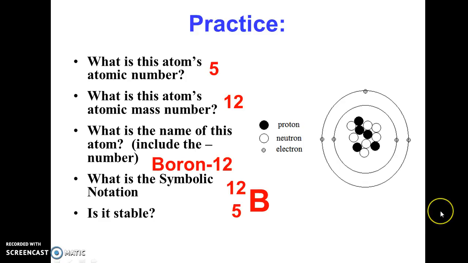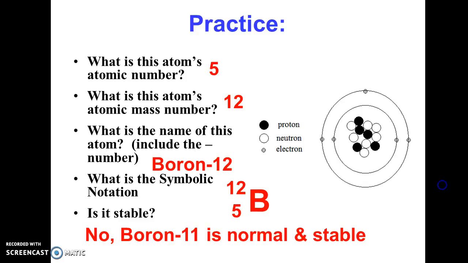Last question I'm going to ask on a diagram like this is whether it's stable or not. And to determine whether it's stable or not, you need to determine if it has the normal number of neutrons or not. In this particular case, it has 7 neutrons. That's not normal for boron. Boron normally has 6 neutrons, so since it's abnormal number of neutrons, it is going to be considered unstable in our class. So boron 11 would be the normal and stable one. Boron 12 would be unstable.